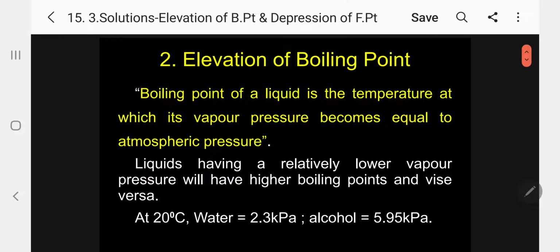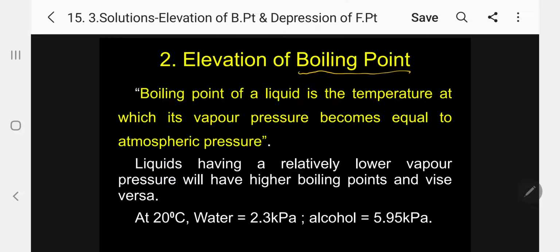First, let me concentrate on elevation of boiling point. Last class, I discussed relative lowering of vapor pressure to determine the molecular weight, which is a colligative property. This elevation of boiling point is also a colligative property from which we are going to determine the molecular weight. First, let us define what is boiling point, then we will go for elevation of boiling point.